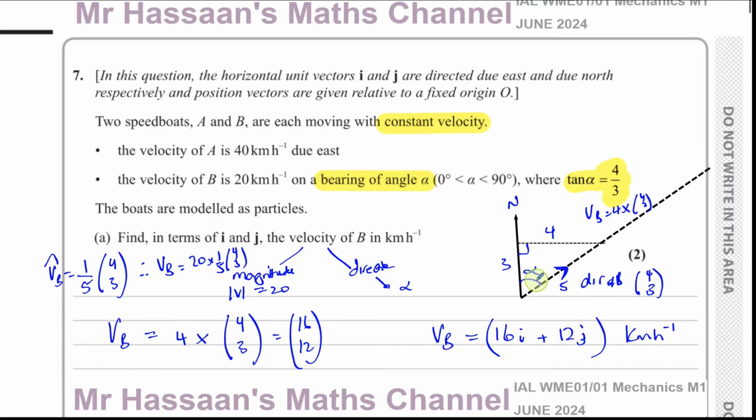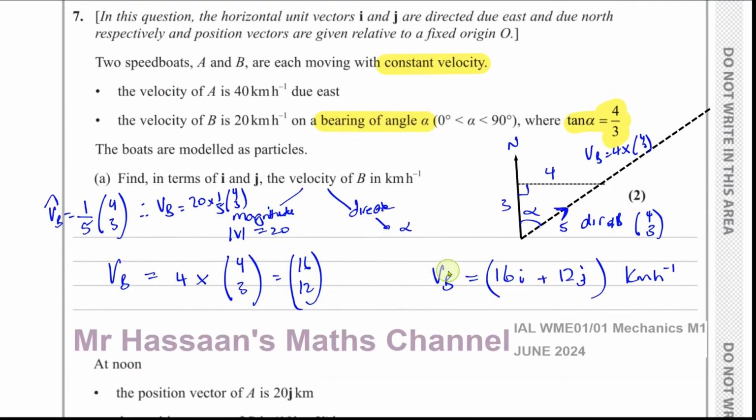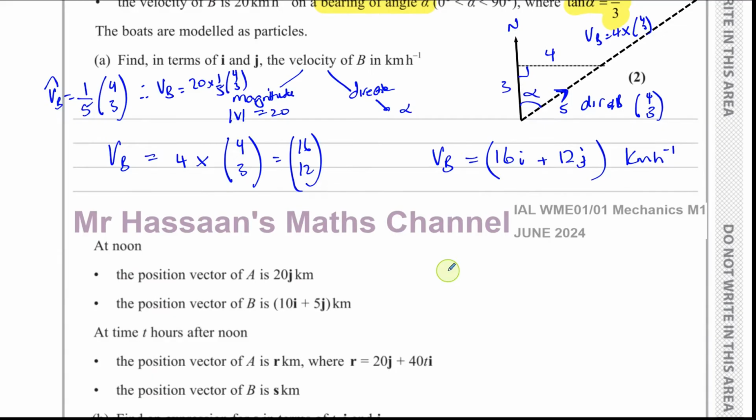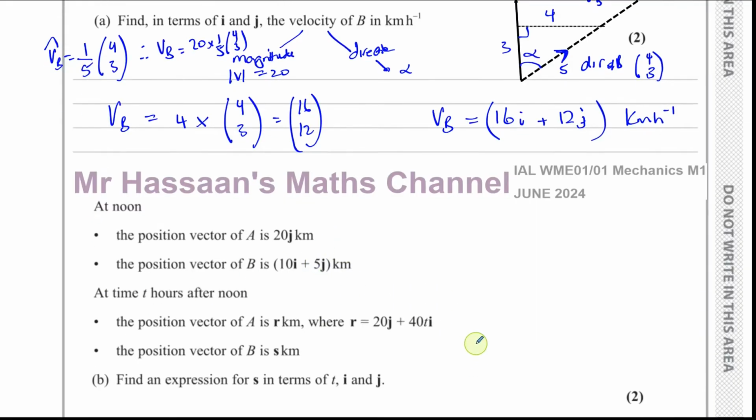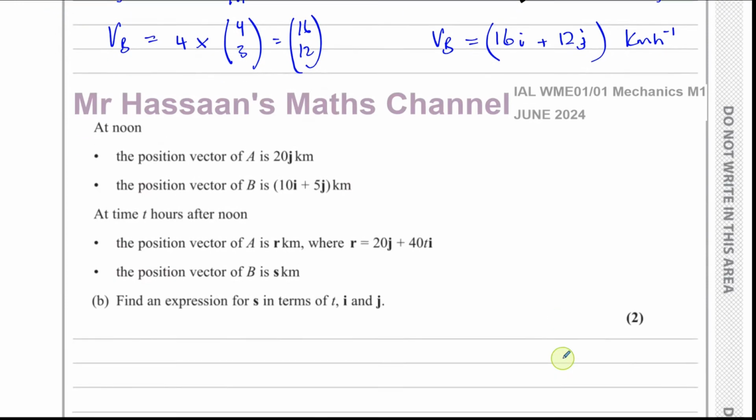So it's a slightly different way of asking us to find the velocity of this boat. Okay, so at noon, which is midday basically, the position vector of A is 20j. The position vector of B is 10i plus 5j. At time t hours after noon, the position vector of A is R, where R equals 20j plus 40ti, and the position vector of B is S kilometers. Find an expression for S in terms of t, i, and j.